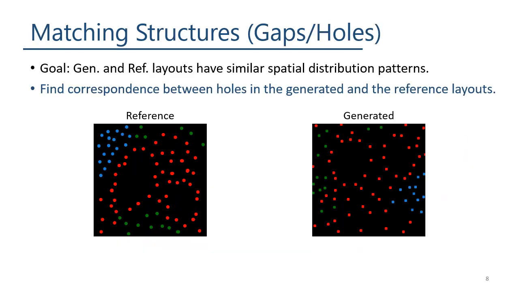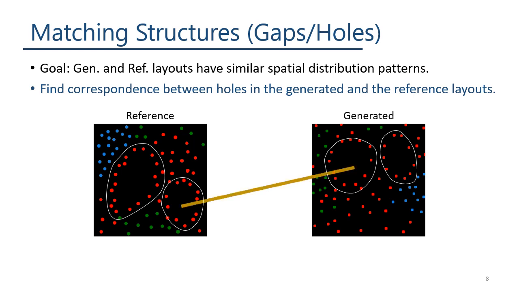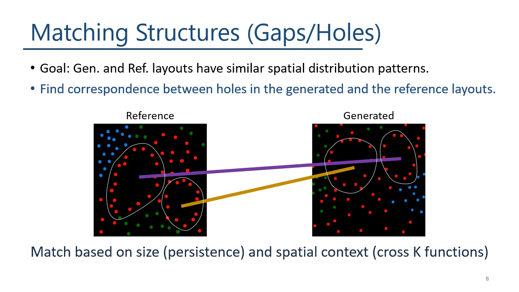Now, in order to enforce that the generated and reference cell layouts have similar spatial patterns, we need to first find a match between the generated and reference layouts. To do that, we try to match the holes by their size and spatial context. In this example, we match the holes that have similar surrounding cell context. And so we use the persistence and cross-K functions to characterize and match the holes.